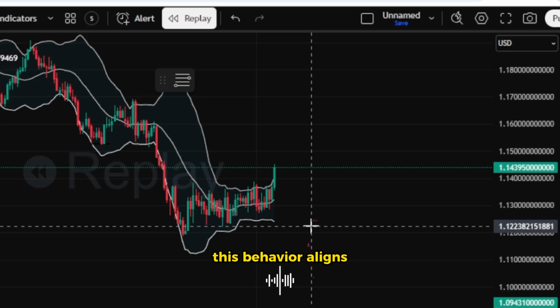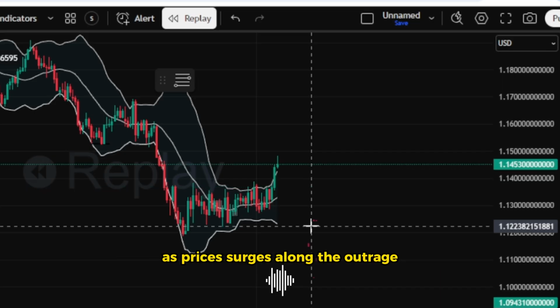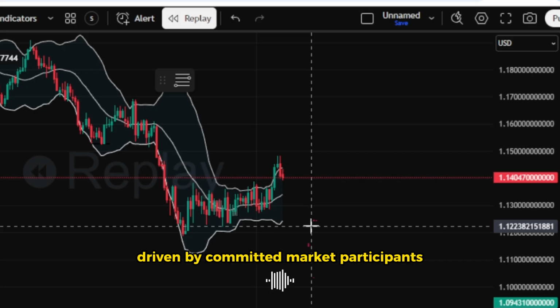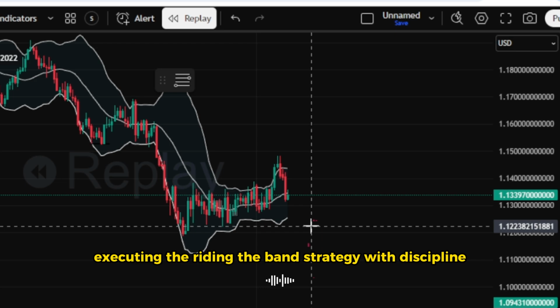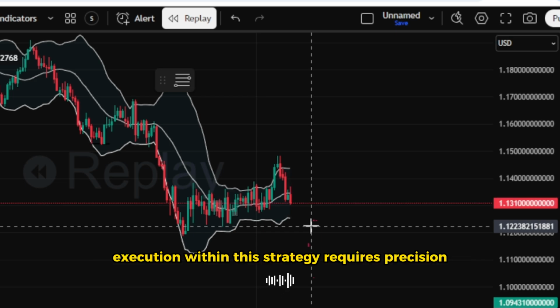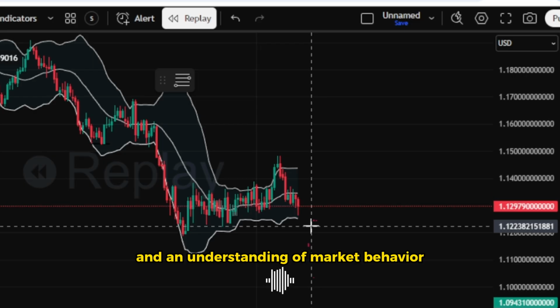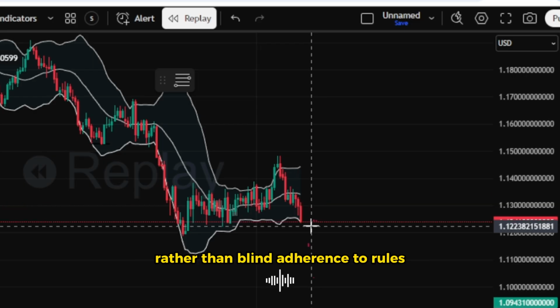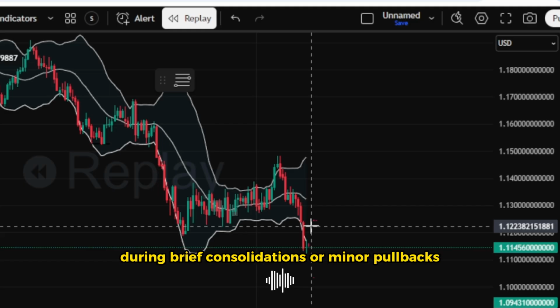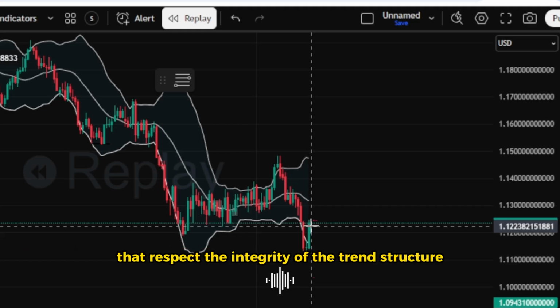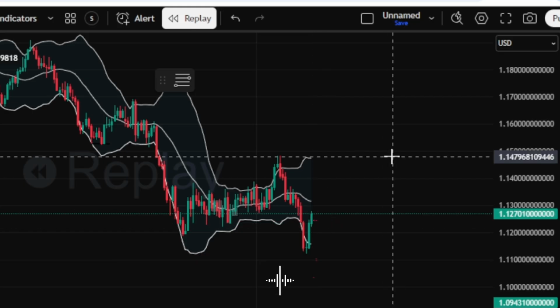This behavior aligns with the concept of riding the bands, as price surges along the edge driven by committed market participants. Executing the riding the bands strategy with discipline. Execution within this strategy requires precision and an understanding of market behavior rather than blind adherence to rules. The objective is to enter in the direction of the prevailing trend during brief consolidations or minor pullbacks that respect the integrity of the trend structure.